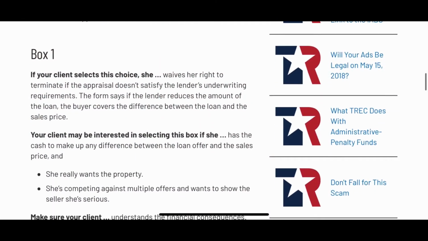If you have an FHA, VA, or USDA loan, you will have to work this out with your realtor to make sure that they are putting the right information on the third-party financing addendum. So we're going to go ahead and talk about this form today, however. We're going to start with option one, which is the complete waiver.